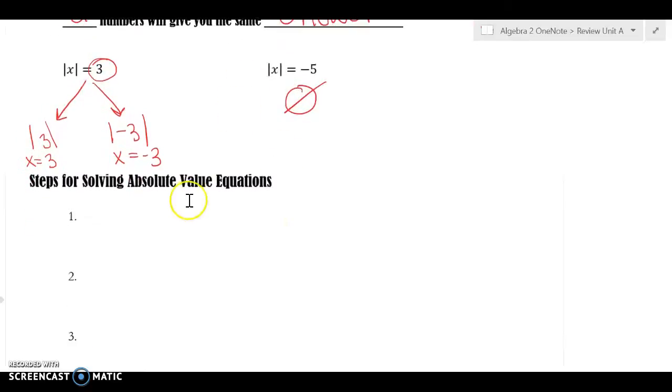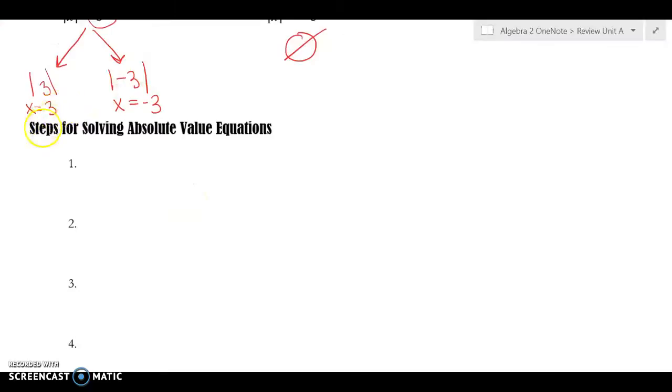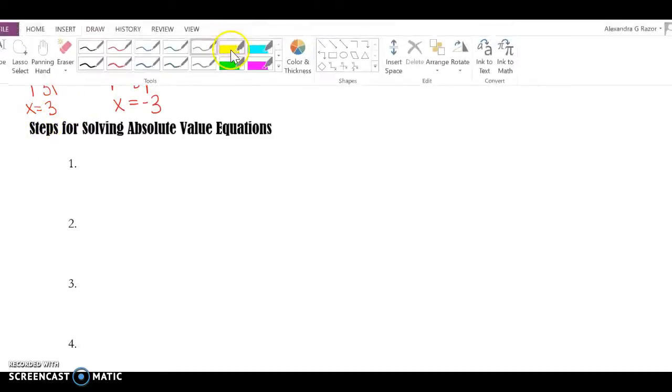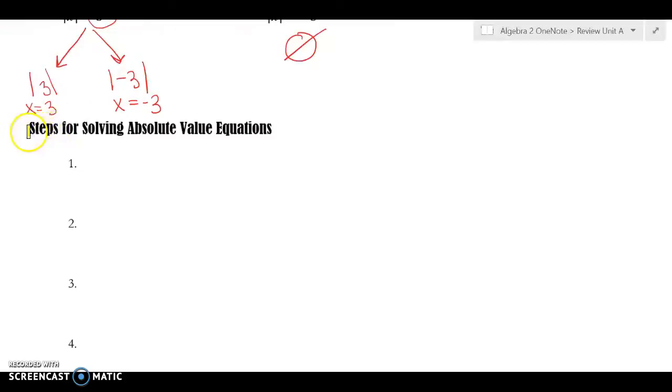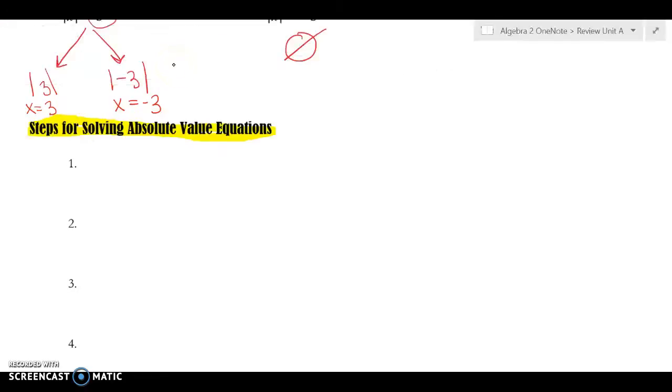When solving absolute value equations, there's several places people make common mistakes. I really want you to follow these steps because it'll make a huge difference and help you understand what's going on. Step 1 is to get the absolute value, which is the bars, alone. Get that thing alone. So here's a couple examples.